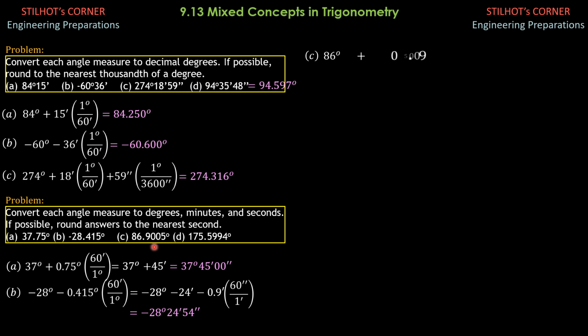For C, 86 degrees plus 0.9005 times 60 minutes per degree. And let's find out if there is a decimal value for this minute here. 86 degrees plus 54.03 minutes. Then we separate 0.03 minute times the quantity 60 seconds per minute. Then combining in degree, minute, seconds value, it's 86 degrees, 54 minutes and 2 seconds.